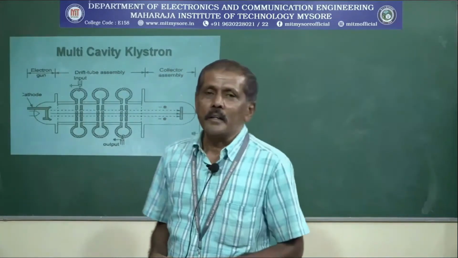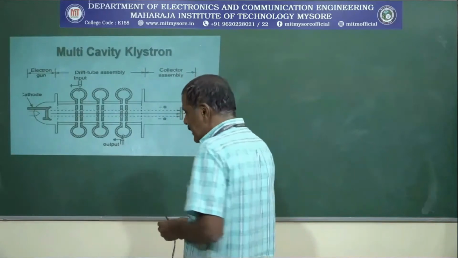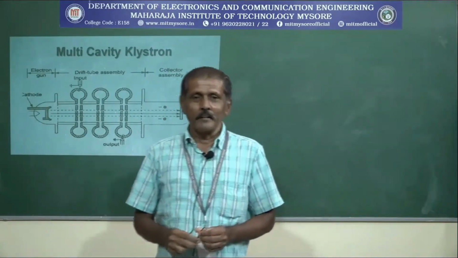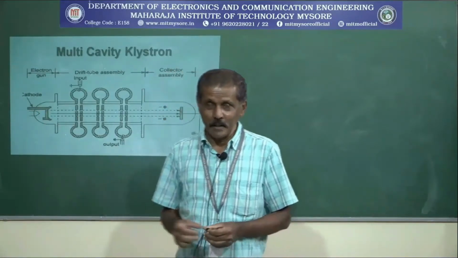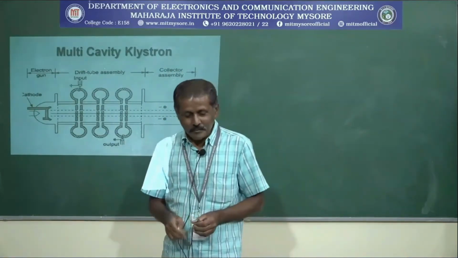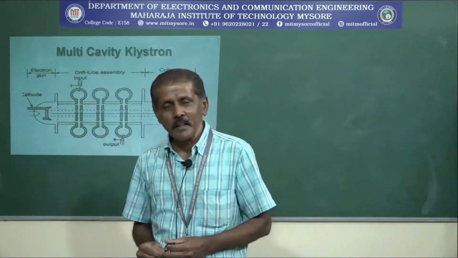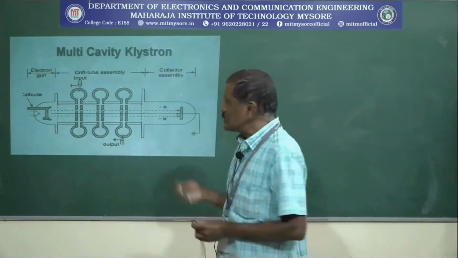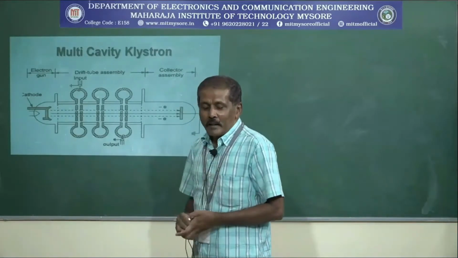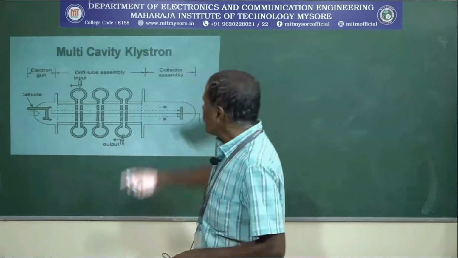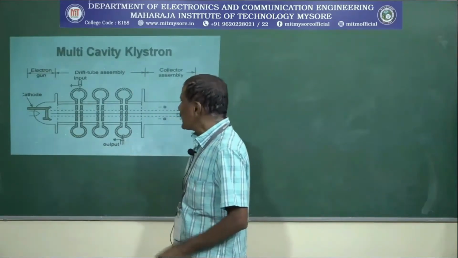Now, as you know, in normal amplifiers, if the gain is not satisfactory, then you go for multi-stage cascading of the amplifiers. Two stage, three stage, four stage, five stage amplifiers we use in order to increase the gain. Similarly, here also, in order to increase the gain, we go for multi-cavity klystrons.